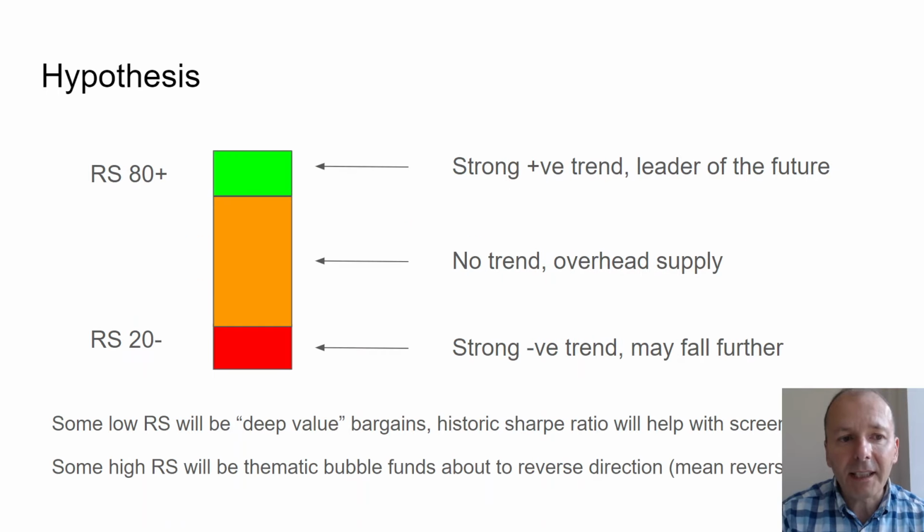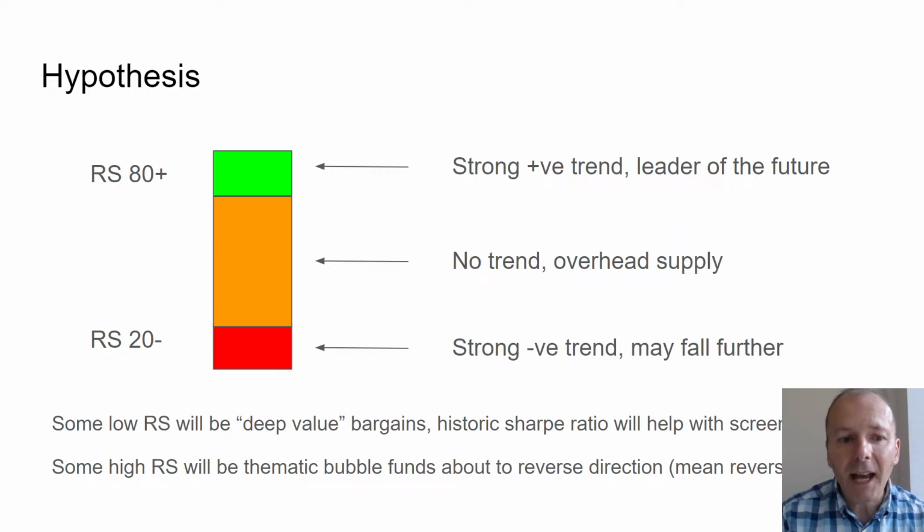So the hypothesis is that if something's got a relative strength of over 80, it should have a strong positive trend and hopefully be a leader of the future. Between 80 and 20, there's no real trend. There's a possibility of overhead supply, where people have bought at higher prices in the past and they're now looking to potentially sell when they're back at break even. And if the relative strength is less than 20, then it's got a negative trend, might fall even further.